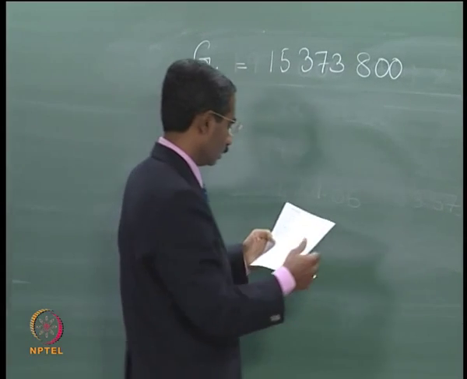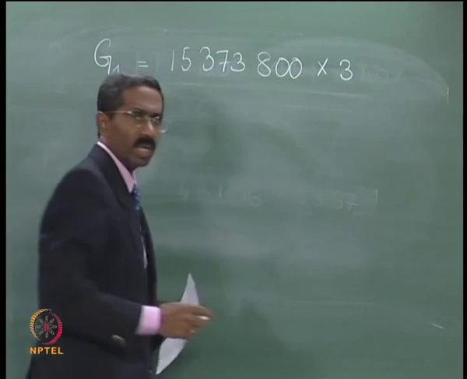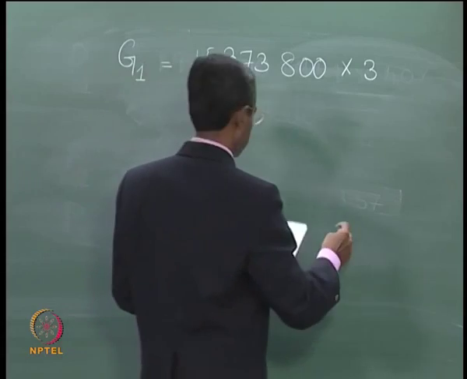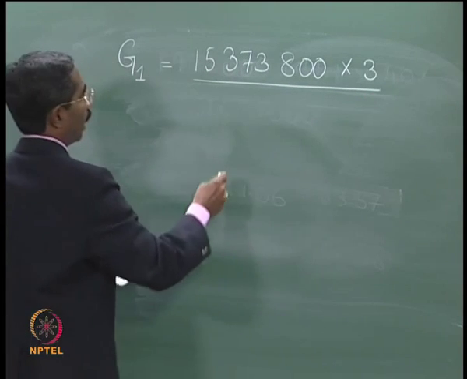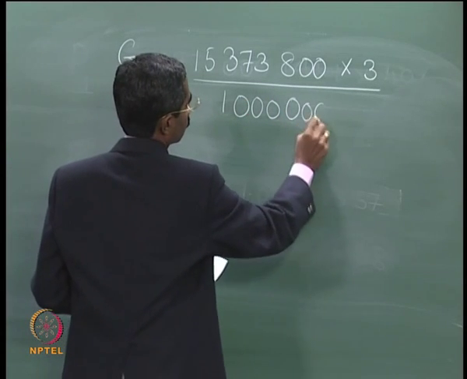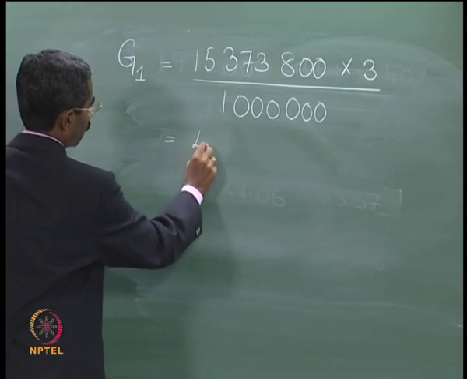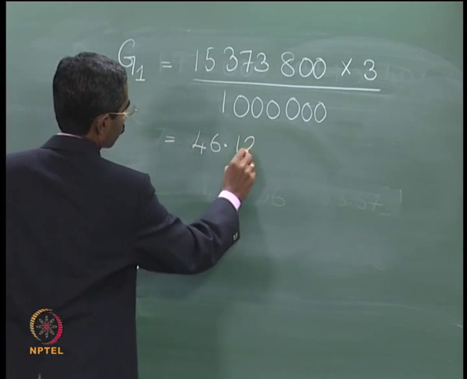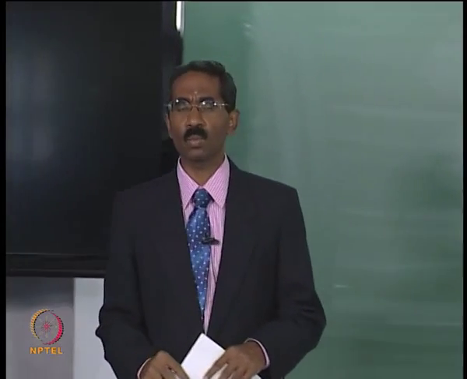and the cost would be 3 per million British thermal unit, and we divide it by million to get the natural gas cost in millions. So this will give you a value of 46.12 million. So the cost of natural gas in year 1 will be 46.12 million.